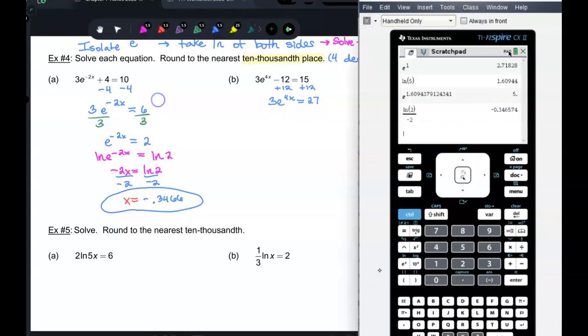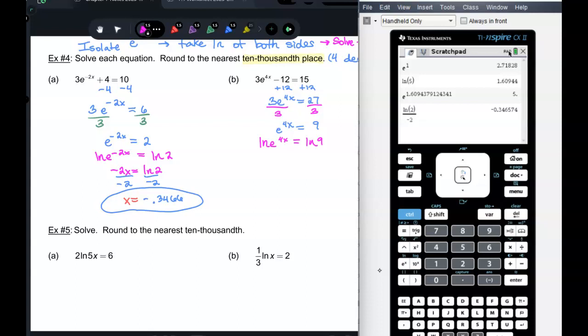Now we need to isolate e, so we divide each side by 3, which gives us e^(4x) equals 9. Now we've isolated e to the power, so we need to take the natural log of both sides.